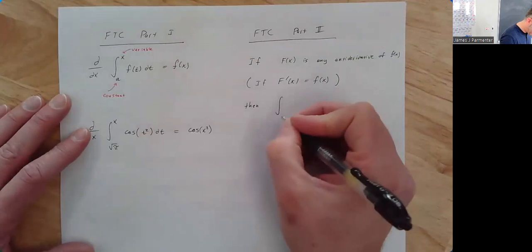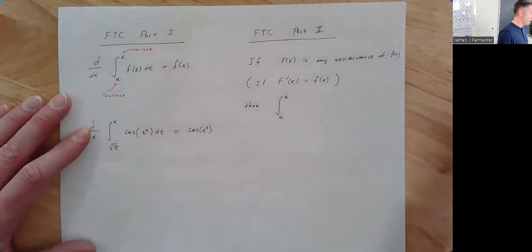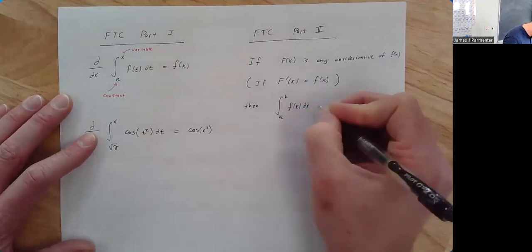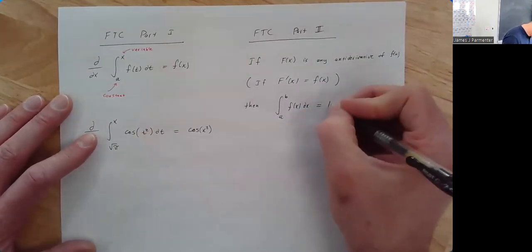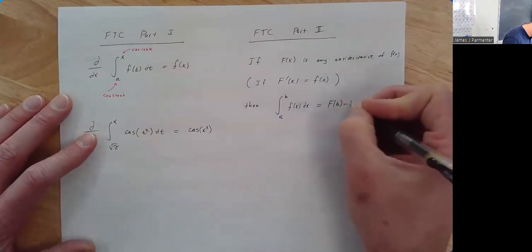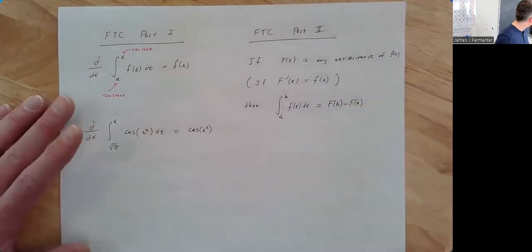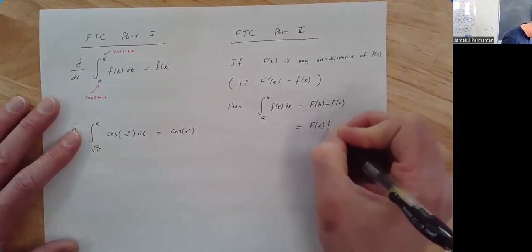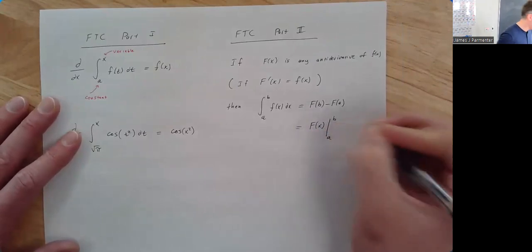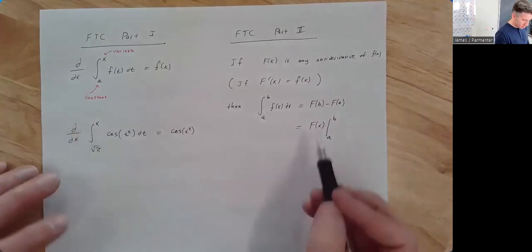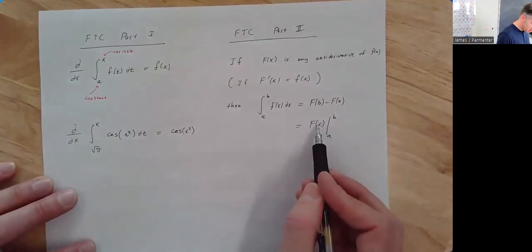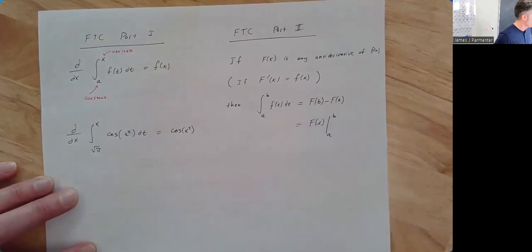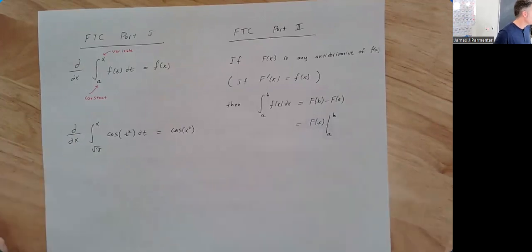The integral from a to b, where a and b are both constants, of little f of x dx is equal to capital F of b minus capital F of a, which most people will probably write as capital F of x evaluated between a and b. Meaning you find the antiderivative, then you first plug in b, then you subtract, then you plug in a. That's what that notation means.